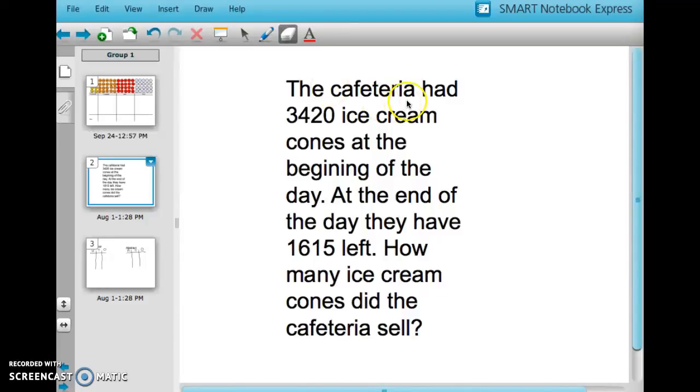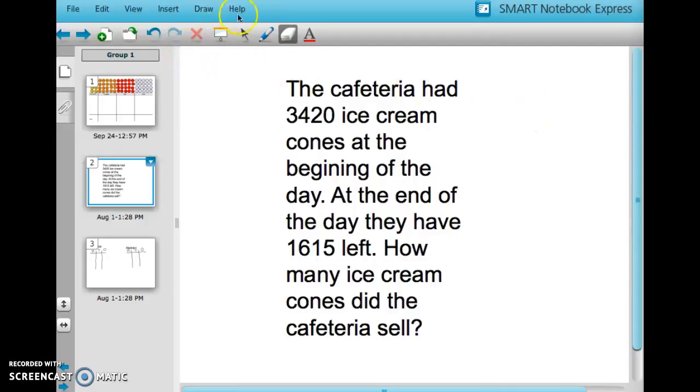Today we will be using the strategy of regrouping to solve a subtraction problem. The cafeteria had 3,420 ice cream cones at the beginning of the day. At the end of the day, they have 1,615 left. How many ice cream cones did the cafeteria sell?